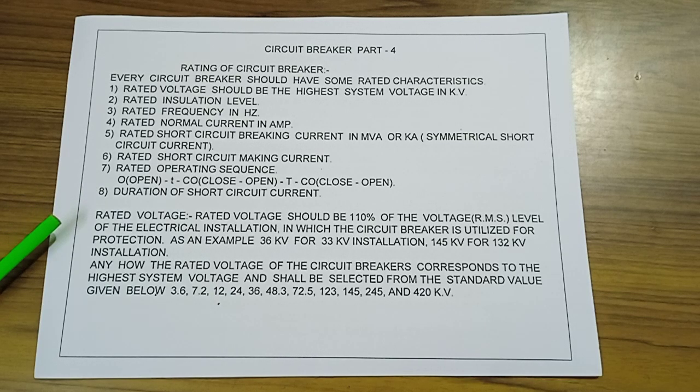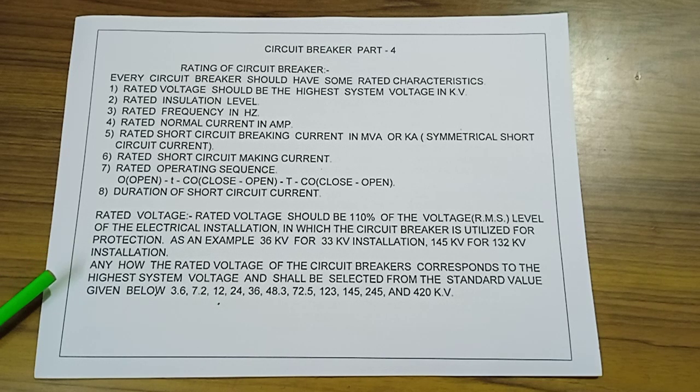What is rated voltage? Rated voltage should be 110% of the RMS voltage level of the electrical installation in which the circuit breaker is utilized for protection. As an example, 36 kV for a 33 kV installation, 145 kV for a 132 kV installation.